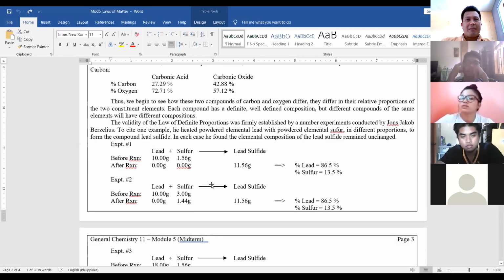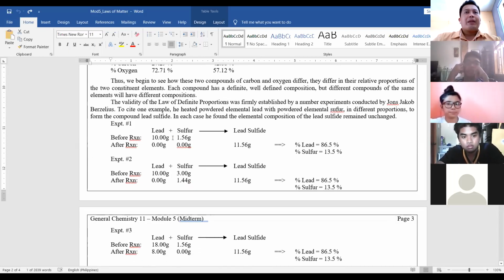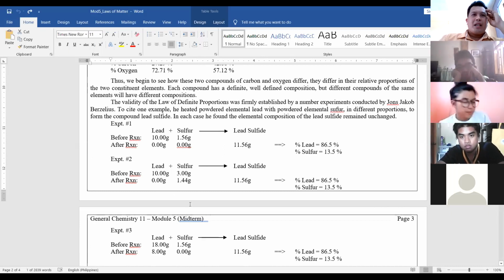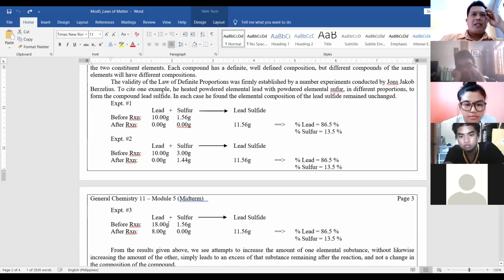So let's have here an example, class. Now, we changed the mass of sulfur from the first experiment as 1.56, the second experiment as 3 grams, and then in the third experiment, we changed the mass of lead to 18 grams, but sulfur stays at 1.56. After generating the final product, which is lead sulfide, with the same mass, of course, this falls under the category of the law of conservation of mass.